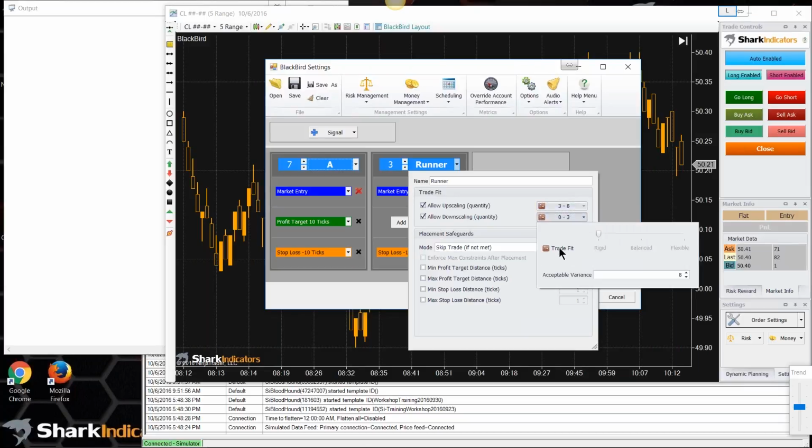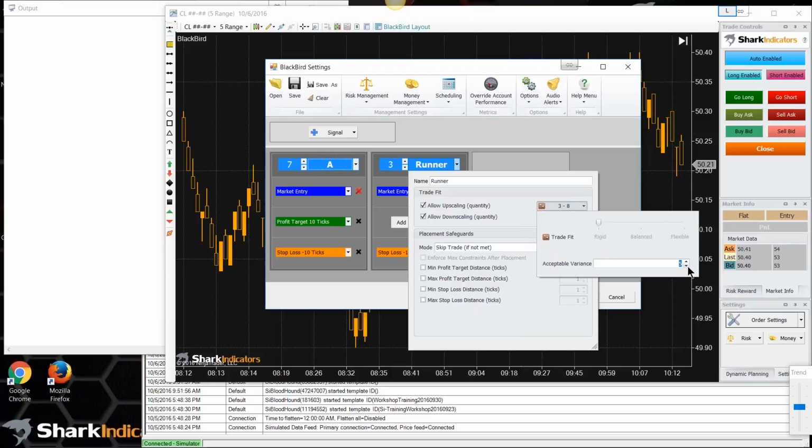And then the downscaling is also set to rigid. So both upscaling and downscaling are set to rigid. And then I could also set a limit here. So I could set some limits as well to the runner.